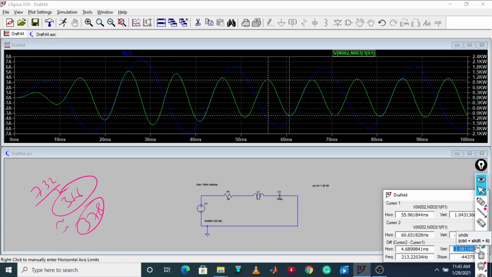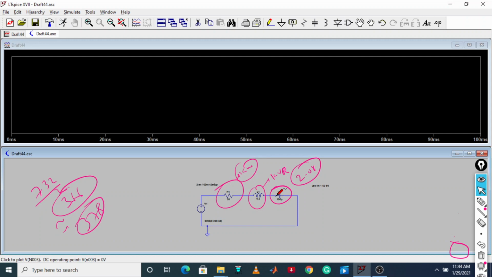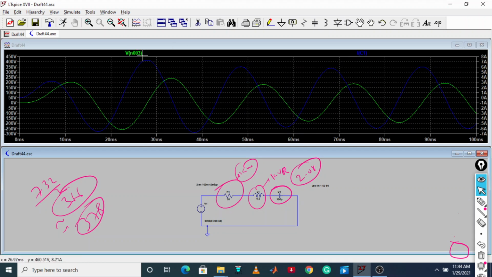The power that we calculated across R was in kilowatt, and now this is your kVAR. Just go with the magnitude because it is cursor 2 minus cursor 1. It is around 2.08. Now let us again simulate. If we simulate the voltage across this one and the current here, now multiply this one.